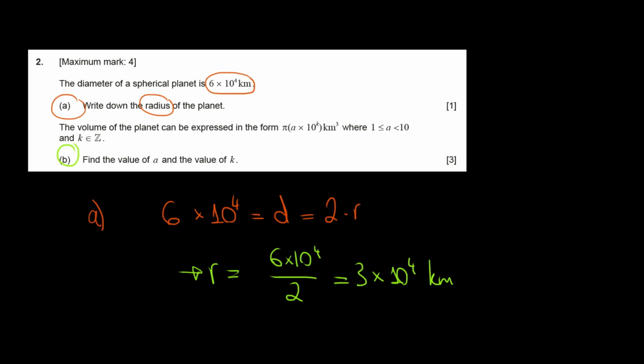Question B. The volume of the planet can be expressed in the form of pi times a times 10 to the power k kilometers cubed. a must be between 1 and 10, k must be an integer. Find the value of a and k.